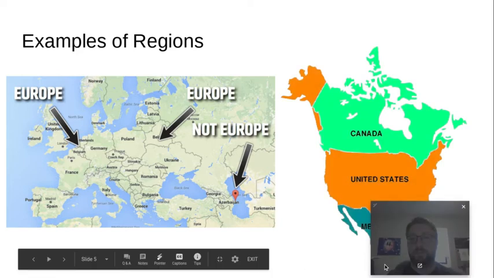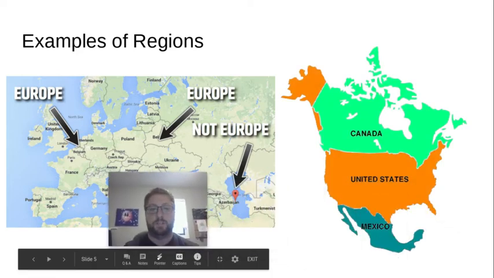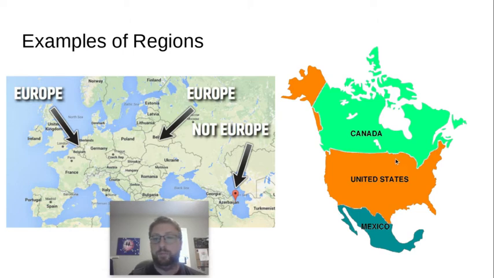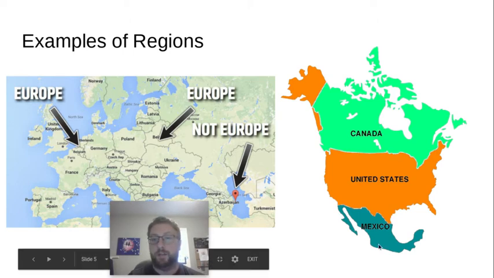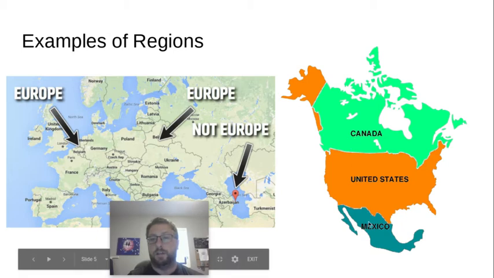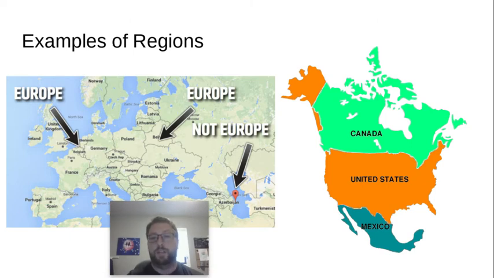I go to the next slide here. I've got two maps: a map of Europe and a map of North America. All these countries that make up Europe are a region. These three countries, Canada, United States, and Mexico, that make up North America, are a region as well. Because again, a region is any area of the world that has common characteristics but is different than any other place in the world.